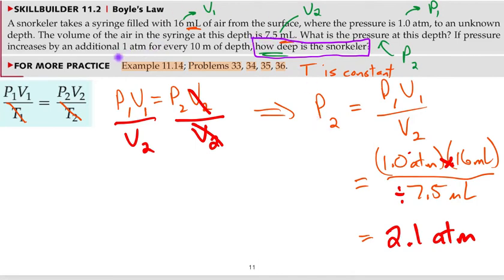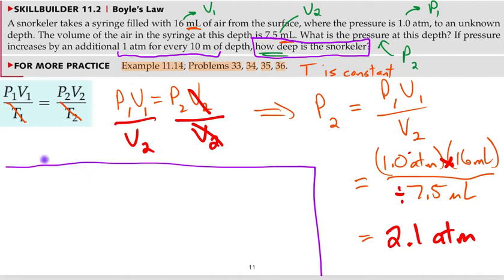So notice what the problem is giving us. This is actually a conversion factor. It's saying that for every 10 meters that you drop in water, that's an additional 1 atmosphere of pressure being applied to the system. It's like 12 inches equals a foot, 100 centimeters in a meter. It's a conversion factor. Well, here I have one unit, and I want to go to how deep. That's in meters. I want to go from atmosphere to meters. Well, there we are, atmosphere to meters.